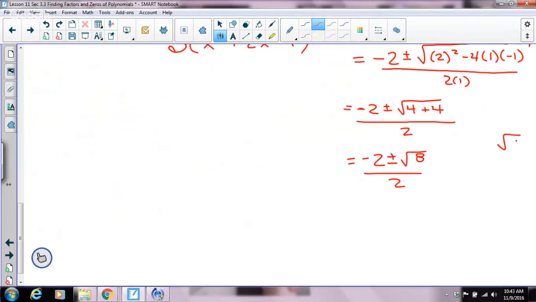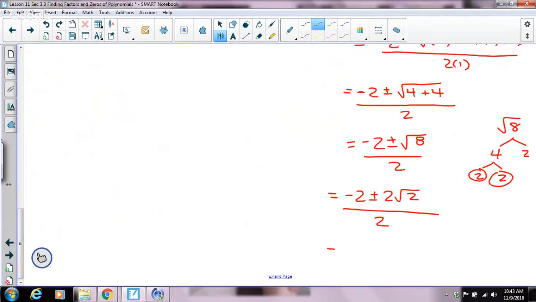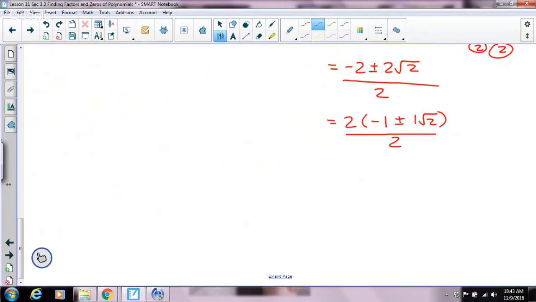So over on my scratch paper, the square root of 8 is 4 and 2. And then this is 2 and 2. Y'all circle it. I saw it on the FRQ. So it becomes negative 2 plus or minus 2 square root of 2 all over 2. Can you simplify? Yes. You look at the numerator. Can you factor? Factor out a 2, and you're left with -1 plus or minus 1 square root of 2, right? All over 2. So it's actually -1 plus or minus the square root of 2.